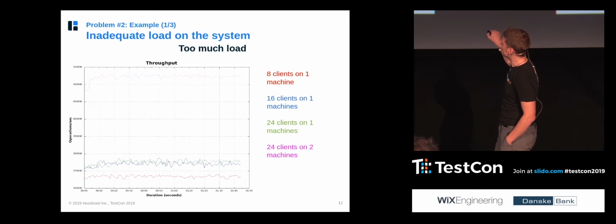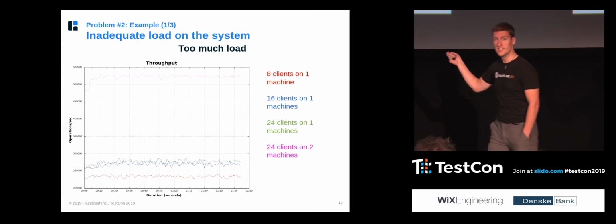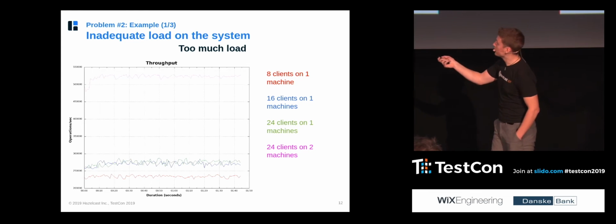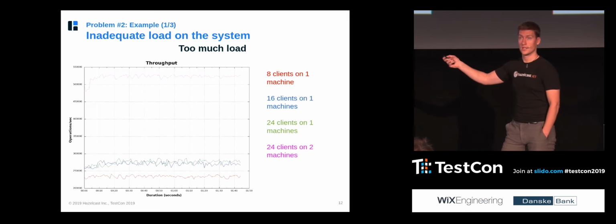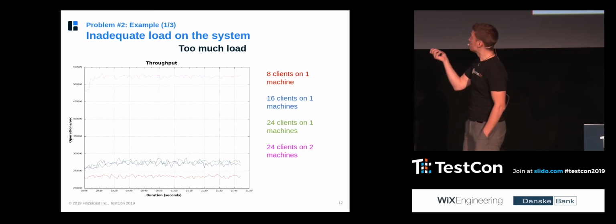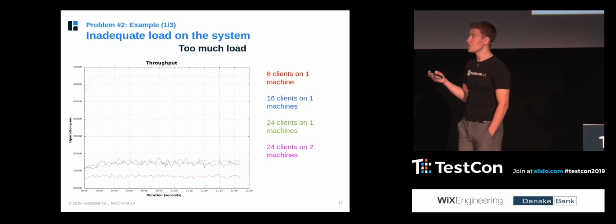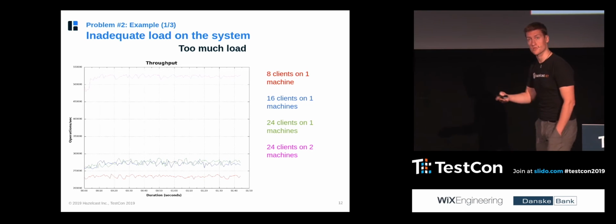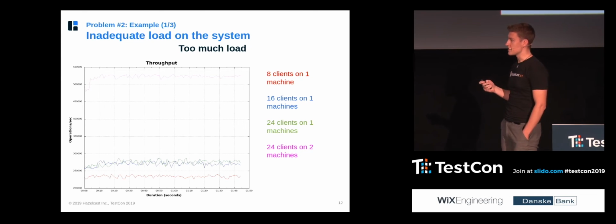But the pink line here is having 24 clients, so the same amount of clients on 2 physical machines. And you see the big gap in the throughput here. So what is happening? Intuitively, there are 24 clients, so it should be 24 stressors. The result should be the same, basically, and it's not the case.